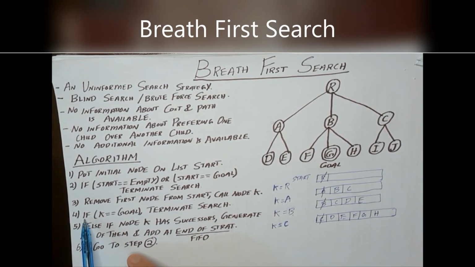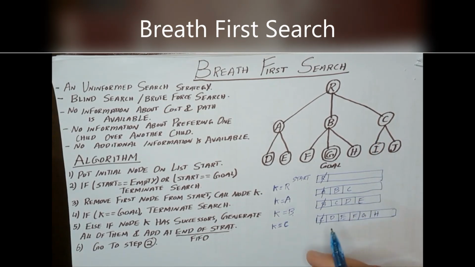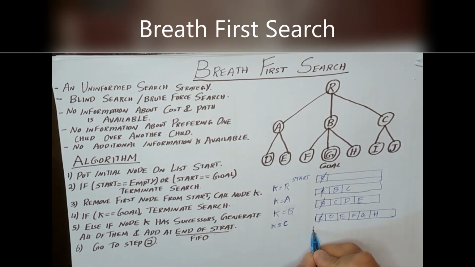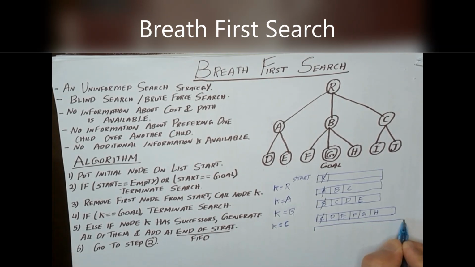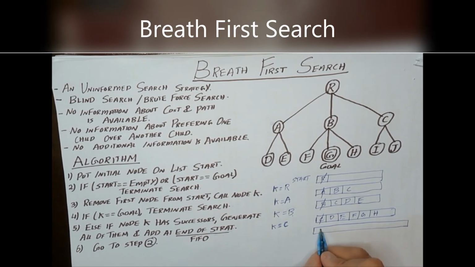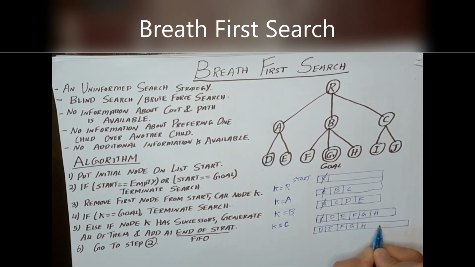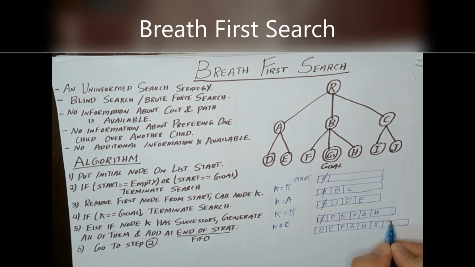In the fourth step we will see if K is goal, no, it is not goal, so we'll move on to the fifth one. If node K has a successor, generate all of them and add them at the end of the list. So C has successors, yes, so again we need to generate them and add them at the end of the list. So in our case now we will have the list start as D, E, F, G, H, I and J.